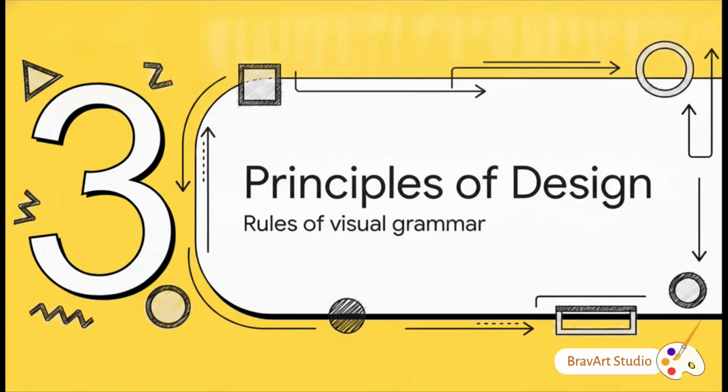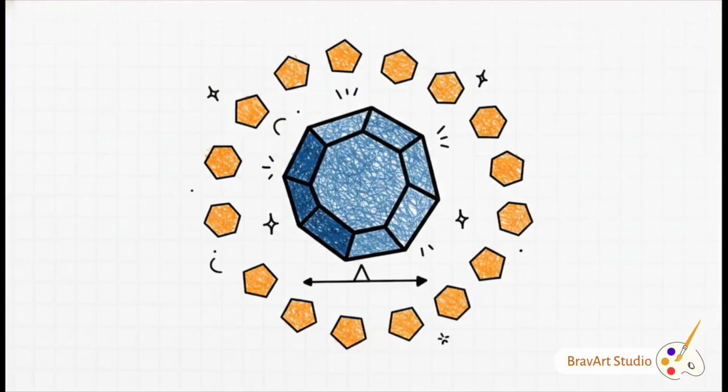Which brings us to Section 3, the principles of design, or the rules of visual grammar. Okay, so now that we have our alphabet, our lines, shapes, colors, and values, we need to know what to actually do with them. Because if we just throw them on a canvas randomly, we just get visual noise. We need grammar to organize those raw visual materials.